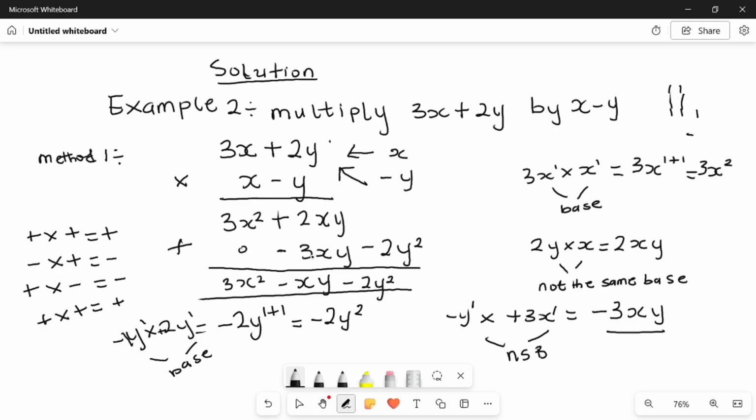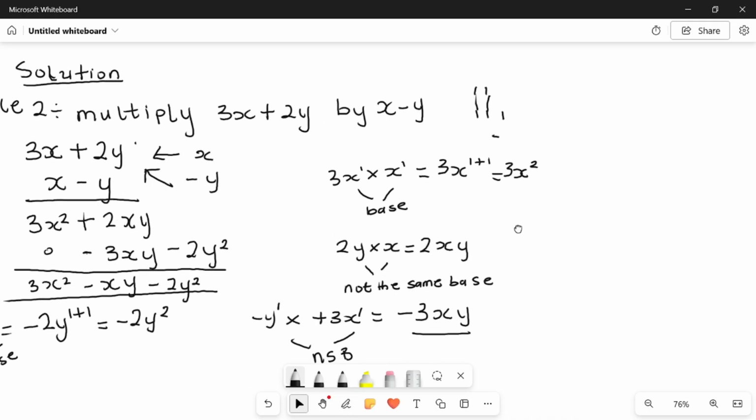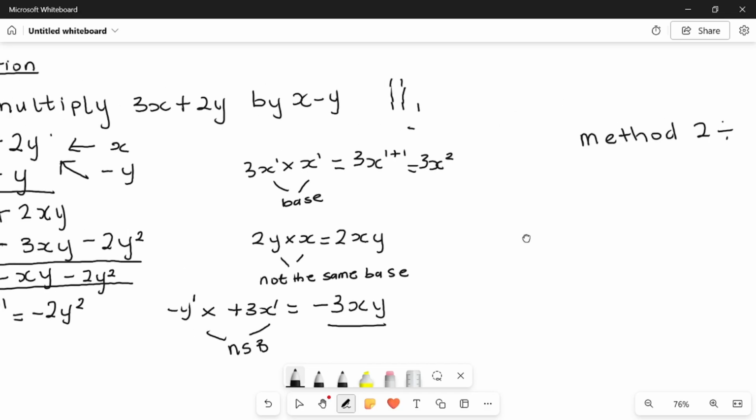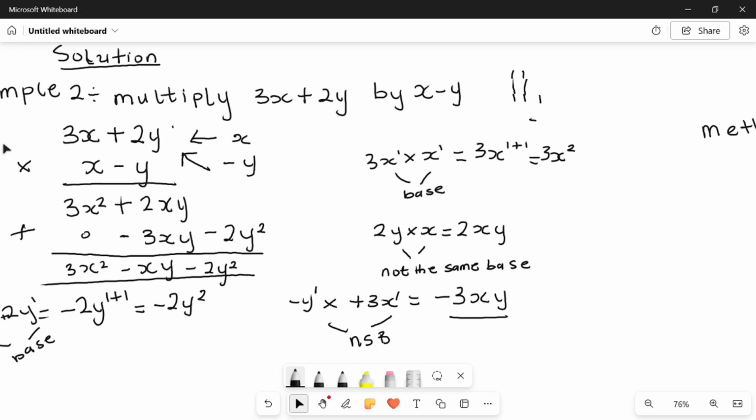So similarly, this is the first method. If you want to use the second method, let's just drag it here. The second method, that's method 2. This is the method you should use when you're already familiar with multiplying both of them. That's 3x plus 2y times x minus y.